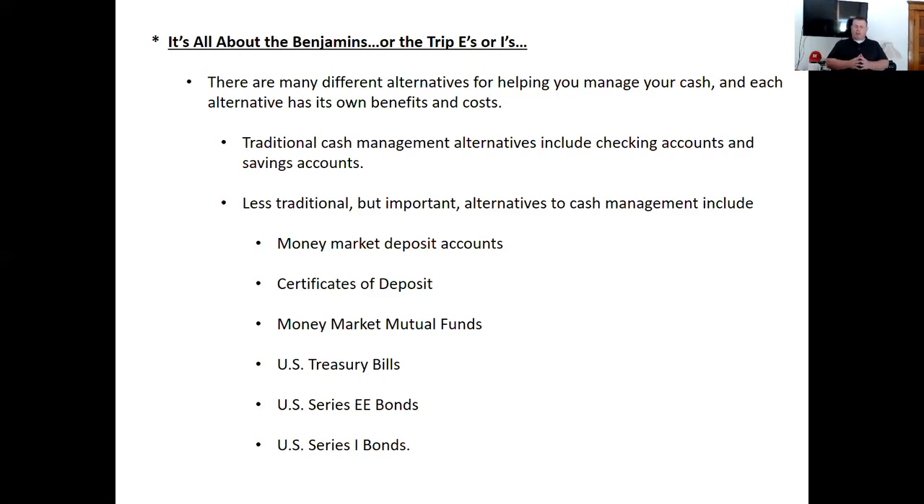Traditional cash management alternatives include checking accounts and savings accounts. Less traditional but important alternatives include money market deposit accounts, certificates of deposit, also known as CDs. If you go in the bank, normally they'll have a big board there, with the little white push-in letters that tells you the current CD rates. That's what those are, certificates of deposit. Money market mutual funds, or triple MFs, as they're also known, funny term. U.S. Treasury bills, or T-bills. Series EE bonds and Series I bonds, collectively just known as savings bonds.